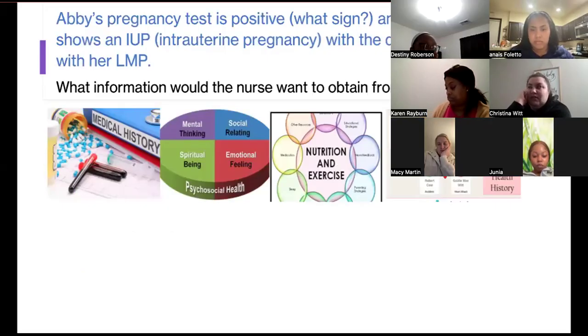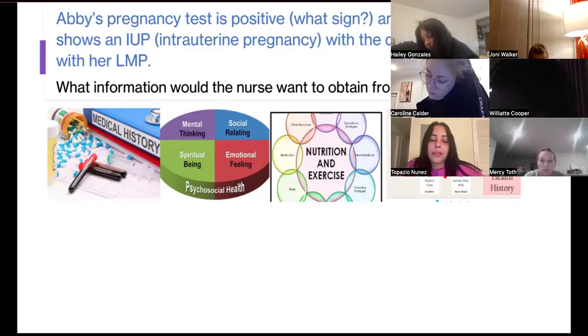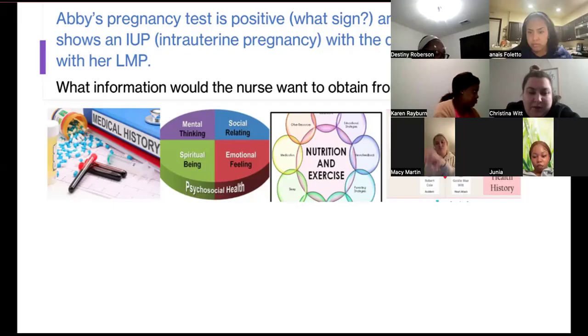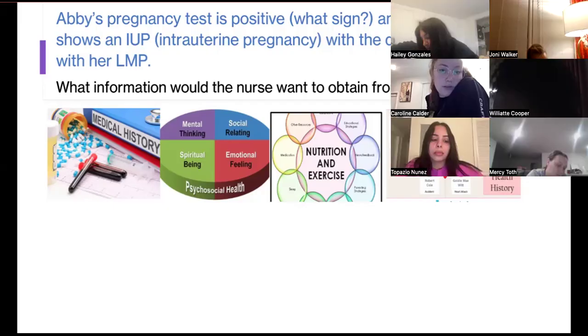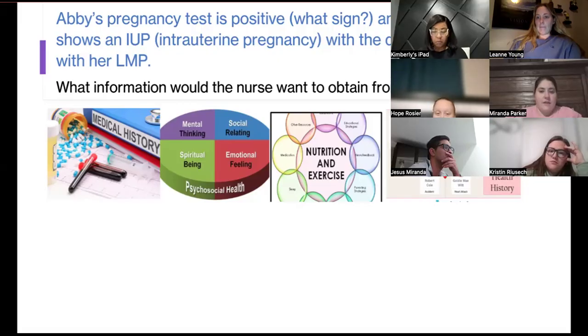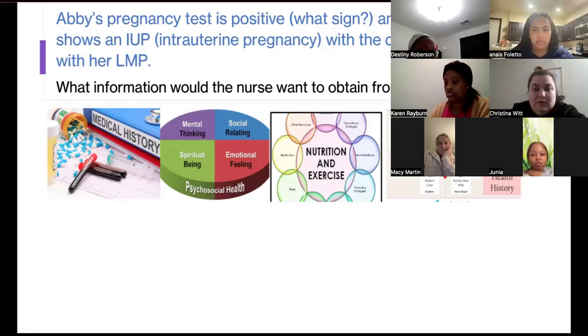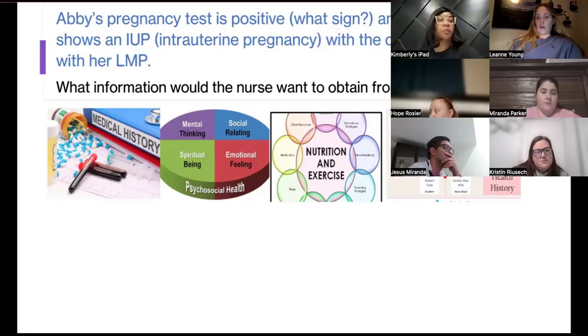All right, so Abby's pregnancy test is positive, and her ultrasound shows an intrauterine pregnancy, which is normal, with a due date consistent with her LMP. What information are we going to want to get from Abby? This is her initial intake, her first time to the office. What do we want to ask her? How does she feel about finding out she's pregnant? Yeah, definitely. Any past medical history? Definitely. What medications she's taking? Yes. What else? Nutrition and exercise. Nutrition, definitely. Drug and alcohol use. Yes. Great. Yep, that's all great.